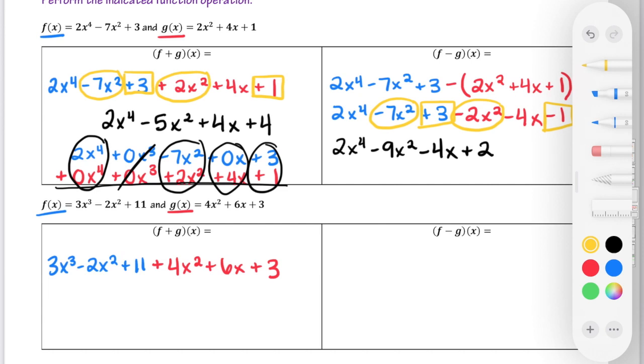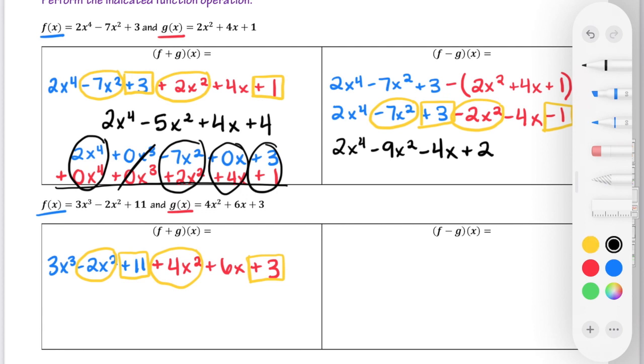Now I have to combine like terms, so I start looking at the 3x cubed and see if there's any other x cubed terms. I don't see any others, so that one's just going to get carried down. Then I look at the negative 2x squared and see if there's any other x squared terms. I do see the plus 4x squared, so I'm going to combine those. Then I look at the plus 11 and see if there's any other constants to combine it with. I do see the plus 3 over here.